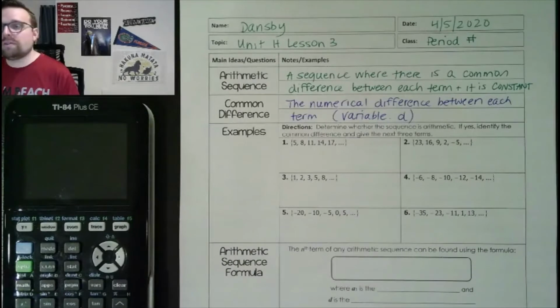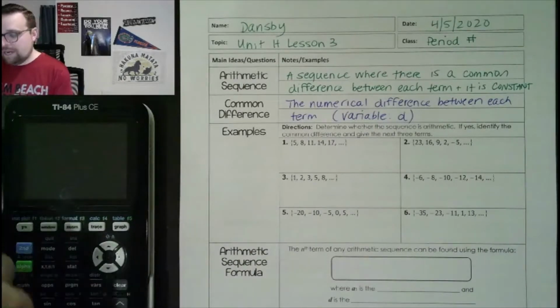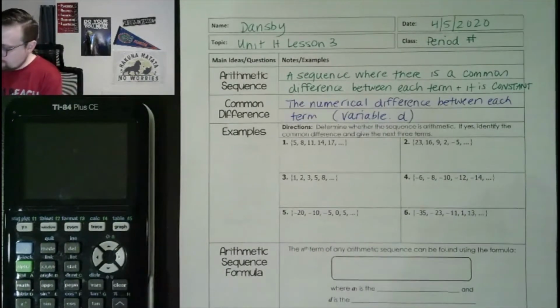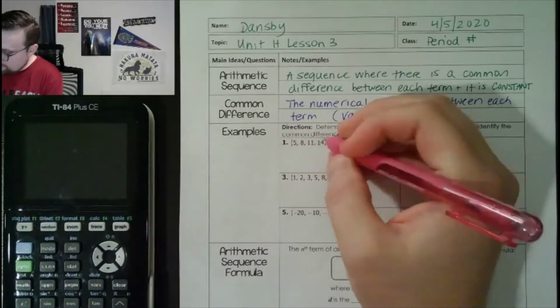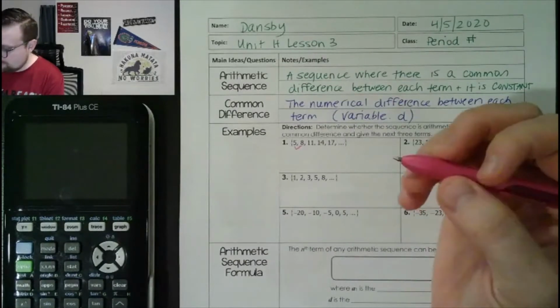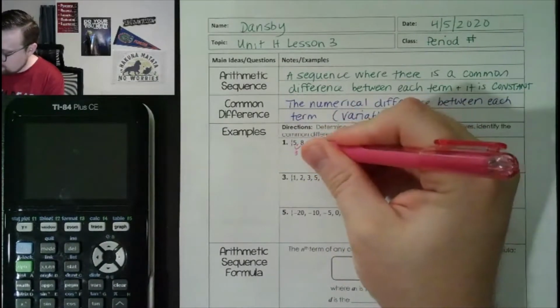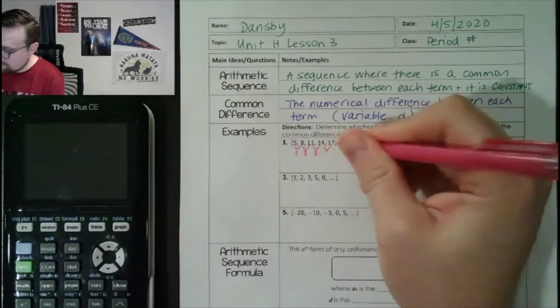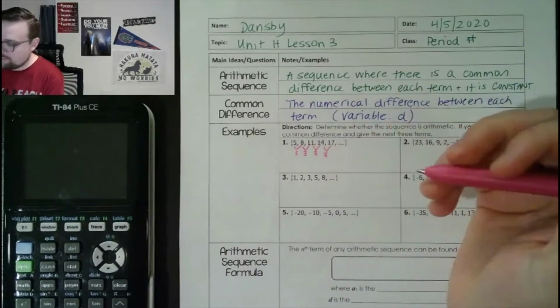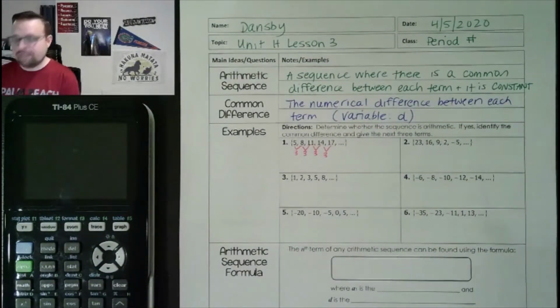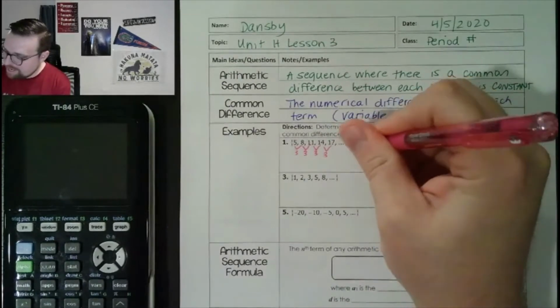So determine whether the sequence is arithmetic. And if it is arithmetic, then go ahead and identify the common difference and say what the next 3 terms are. So let's look at number 1. The way that I like to do this is just kind of jot this down between each term and find out what the difference is. So 5 and 8, the difference is 3. 8 and 11, the difference is 3. 11 and 14, the difference is 3. 14 and 17, the difference is 3. And so we can say conclusively, yes, this sequence is arithmetic, so this is going to be a yes.